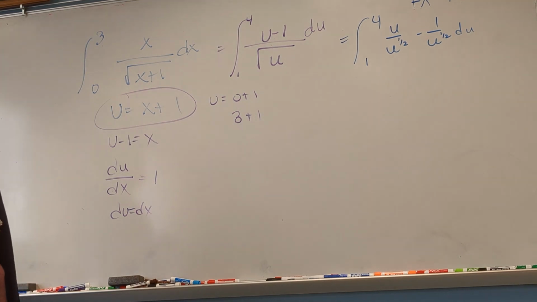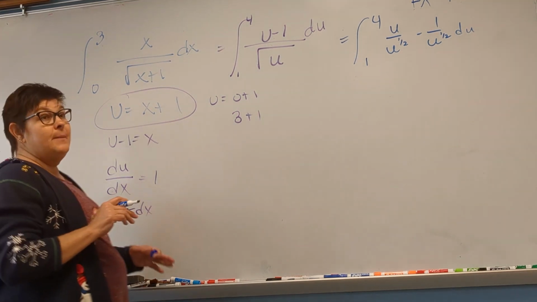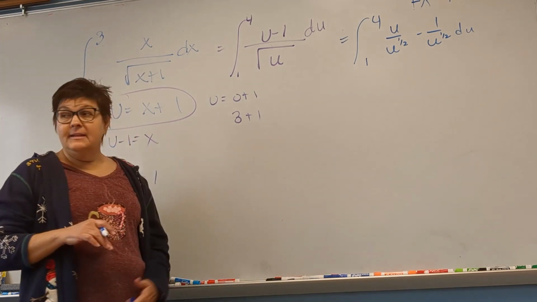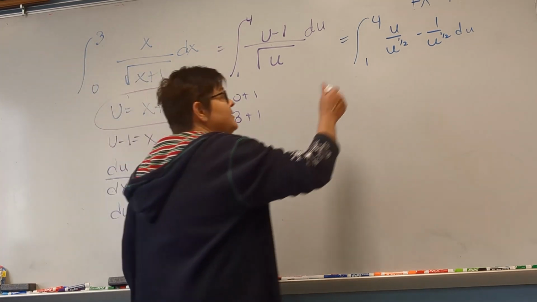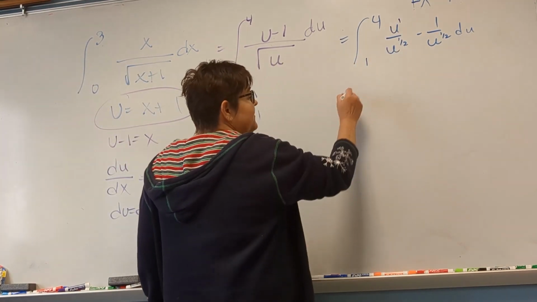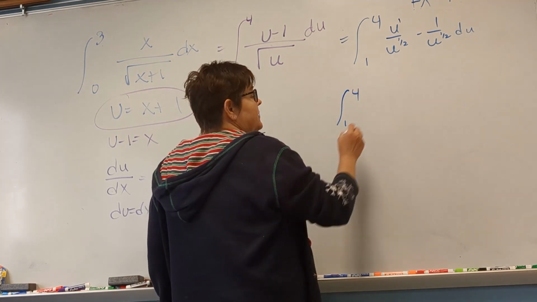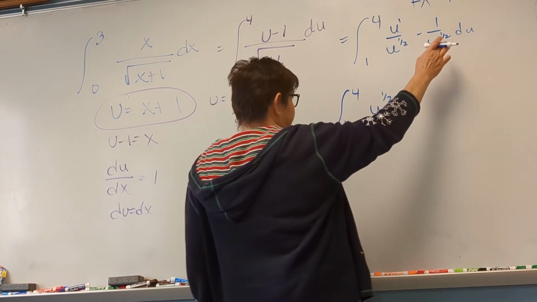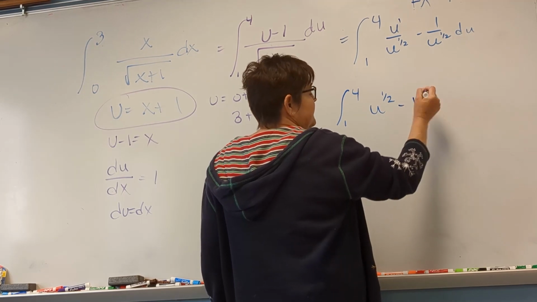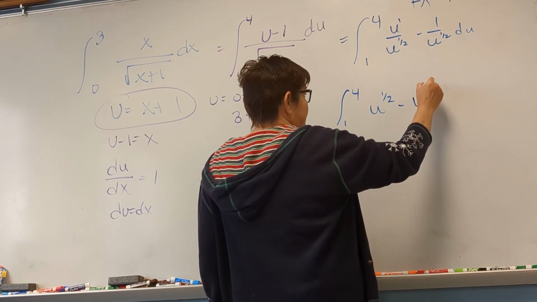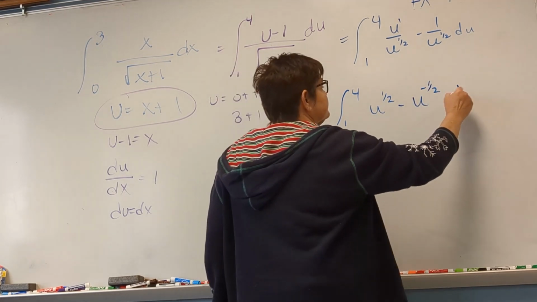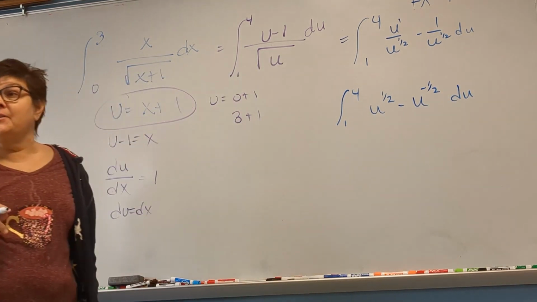So now I'm going to clean up the algebra as much as I can until I can integrate. This is u to the 1 over u to the 1/2. So what do I get? U to the 1/2. And if I clean this up, it becomes u to the negative 1/2. Now you're going to integrate.